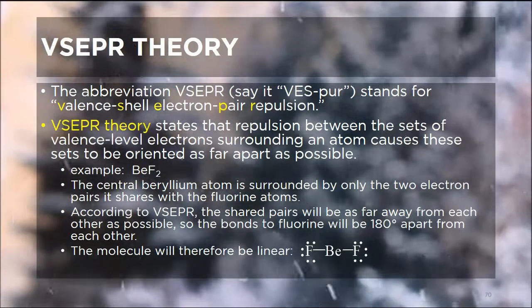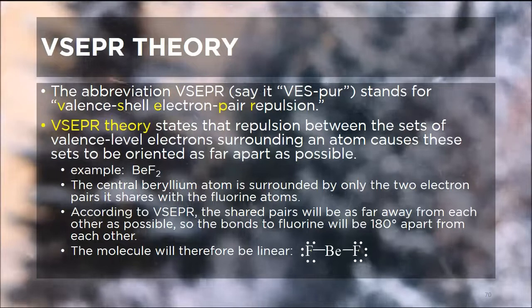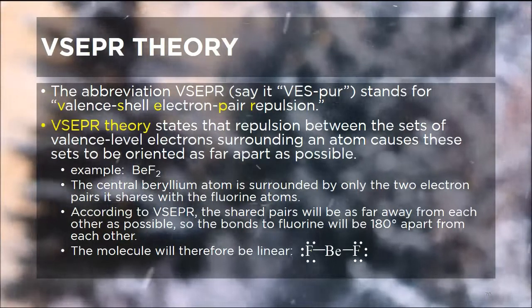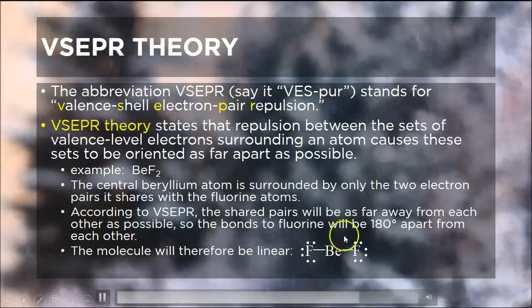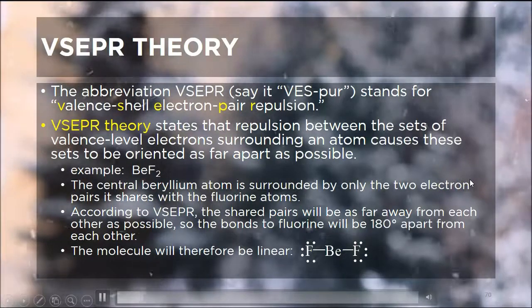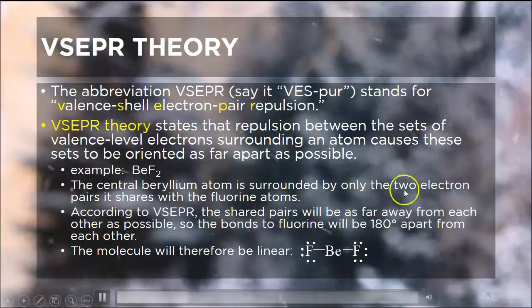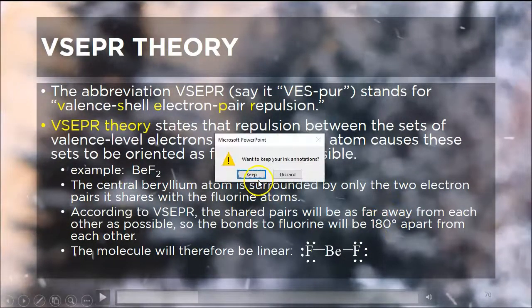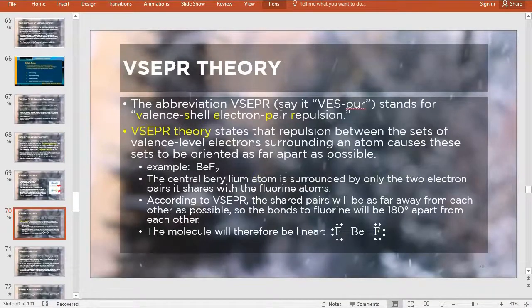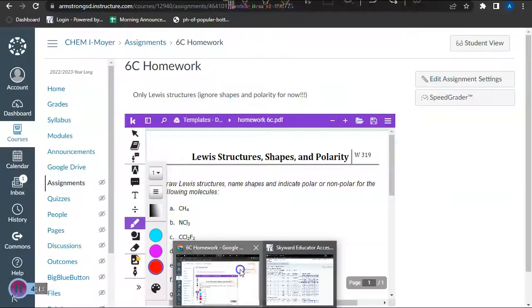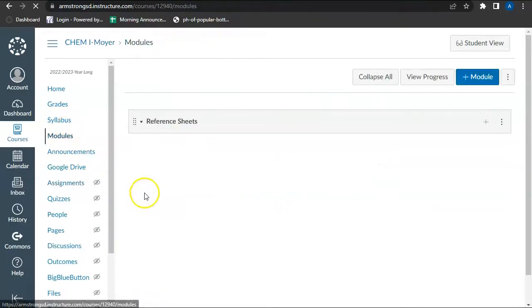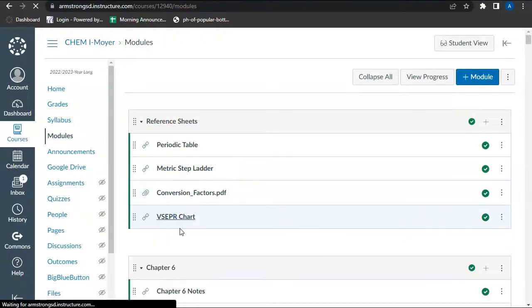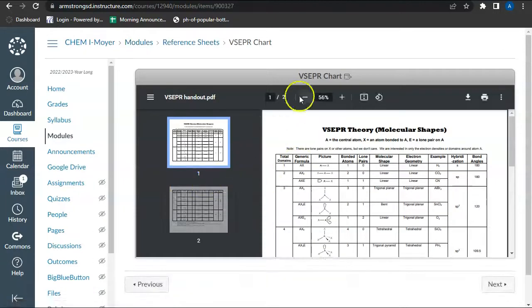So in a three-part molecule where there's no extra lone pairs or anything around the beryllium, there's only two bonds, that is going to be a linear shape. And I want to show you how to use those handouts that I gave you. Let's look at beryllium fluoride, BeF2. There's a link on Canvas. You can look at your VSEPR chart.